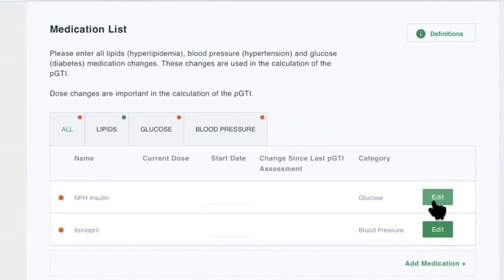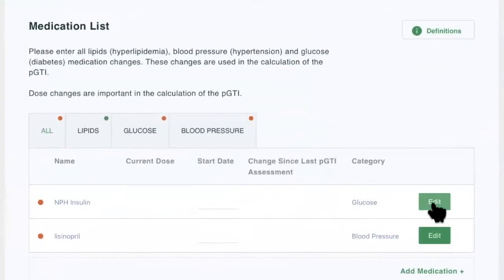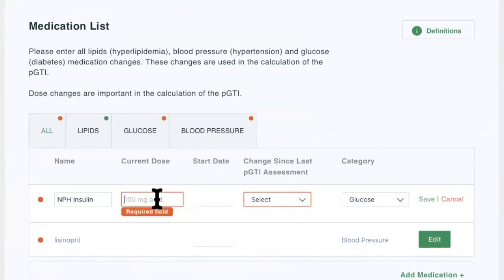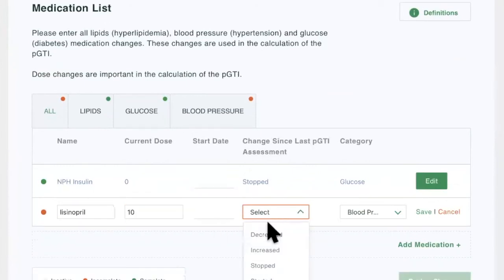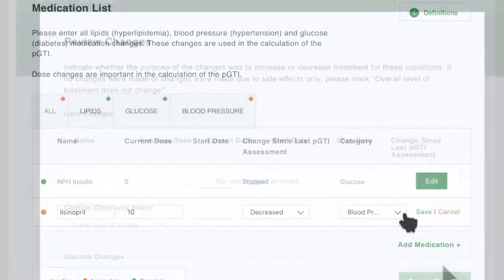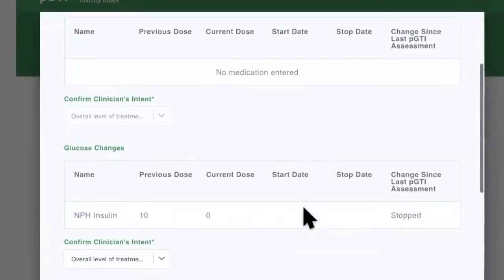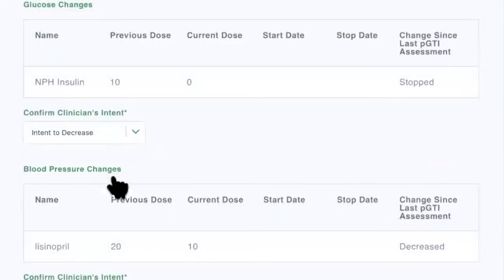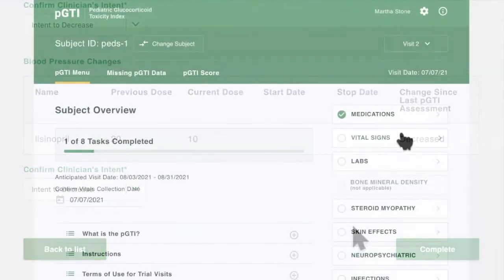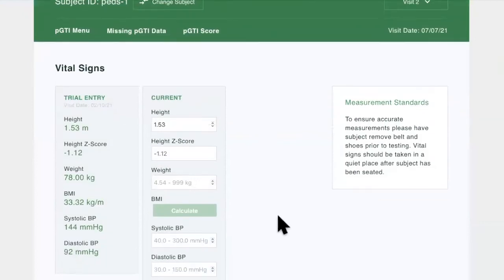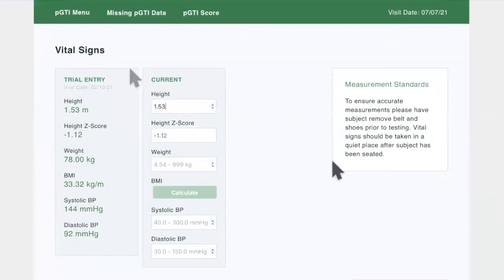At the 6-month visit, the patient has had an improvement in her glucose metabolism. She's been able to stop her insulin entirely. She's also been able to reduce her lisinopril from 20 milligrams a day to 10 milligrams a day. So this is a reduction. The investigator is now asked to confirm the intention with regard to these medications to stop the NPH and to reduce the lisinopril.